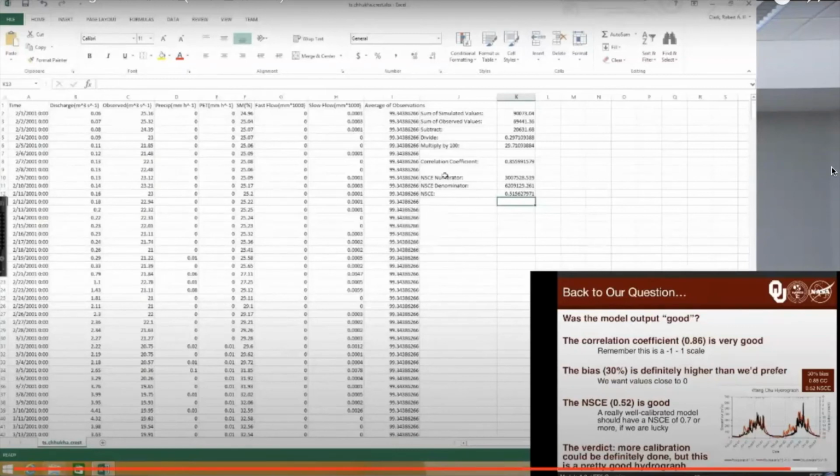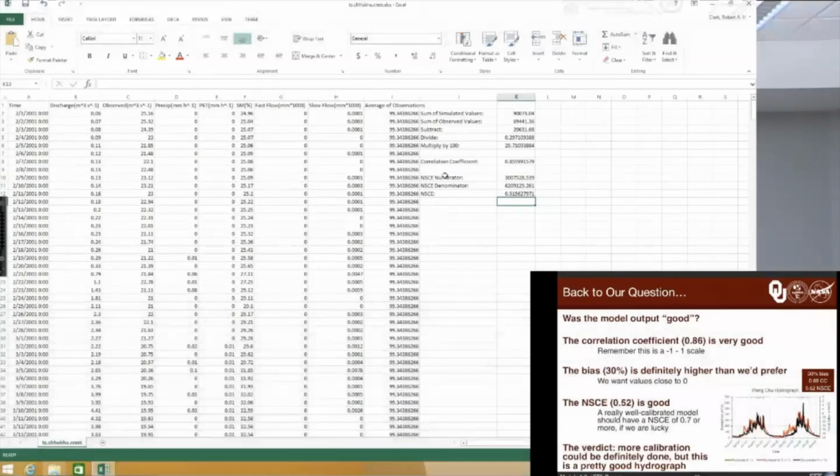So back to our original question. Was the output good? Well, the correlation coefficient, 0.86, that's very good on this scale that we're getting up.